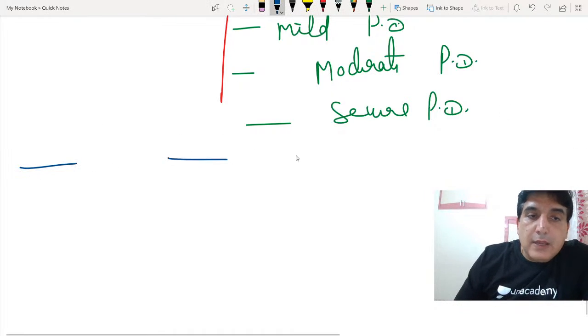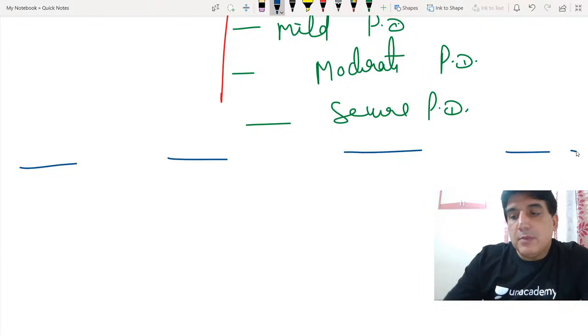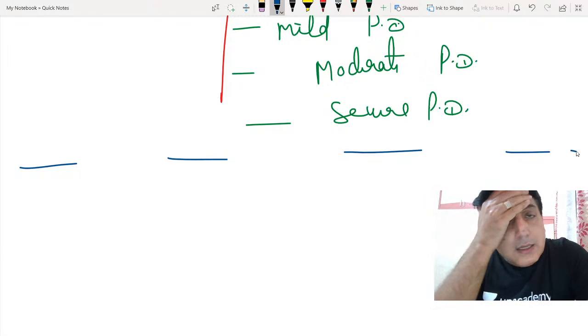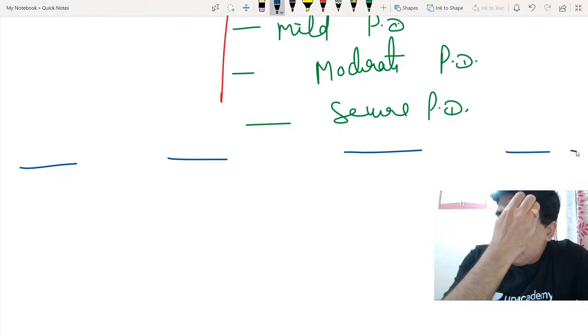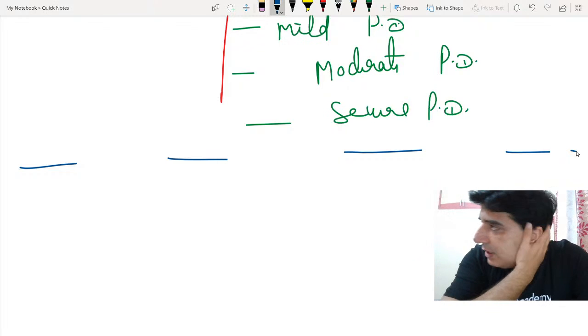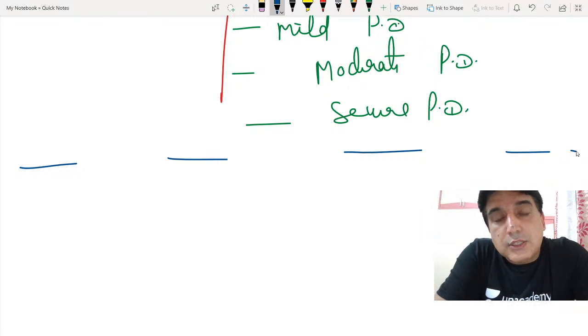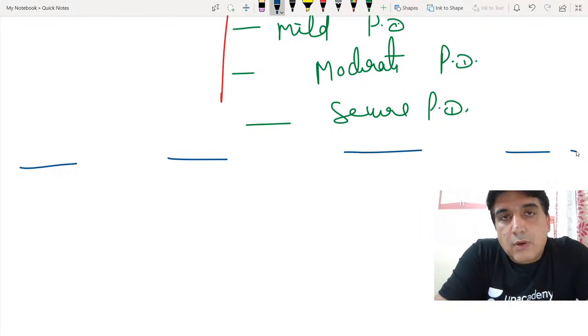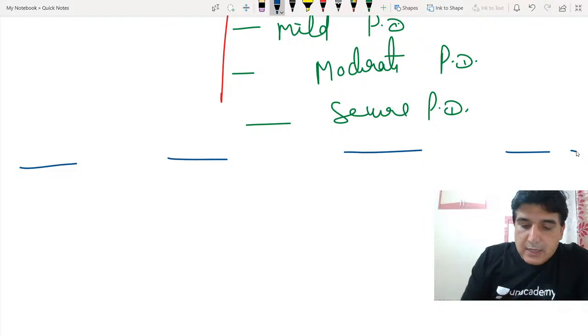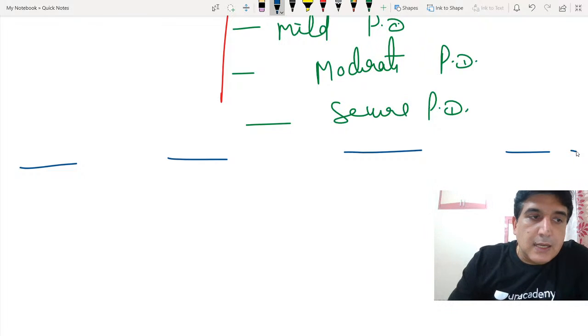This is a very new important information. Previously we had various subtypes of PD: the paranoid, schizoid, schizotypal, narcissistic, borderline, antisocial. Now all these categories have been removed. As per severity of symptoms, we have a newer classification of PD in ICD-11, and we divide them into mild, moderate, and severe personality disorder.